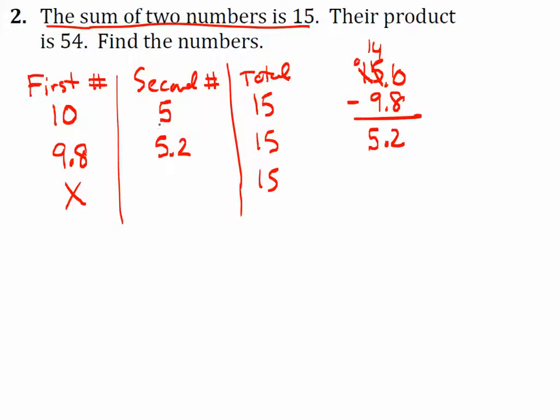Let me go over here. Let's see if this makes sense. How do we get the 5 again? It was 15, right? Subtract 10, right? How do we get the 5.2? It was 15 subtract 9.8. So over here would be 15 minus 6. Hey, look at that. Everybody answered all right.